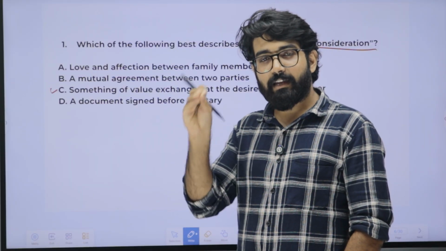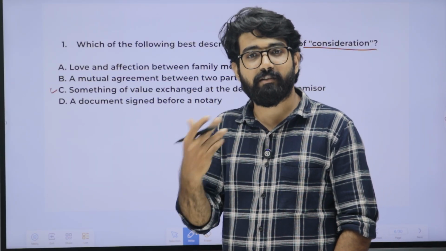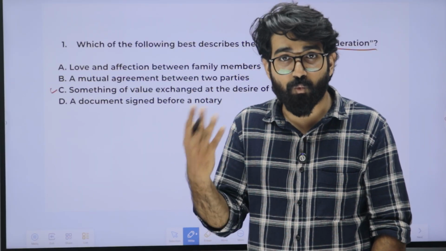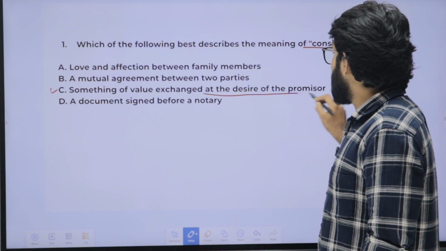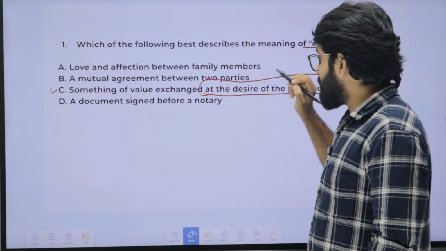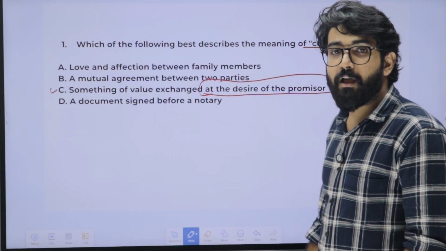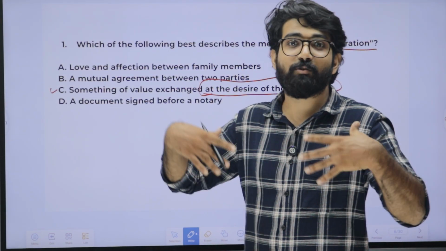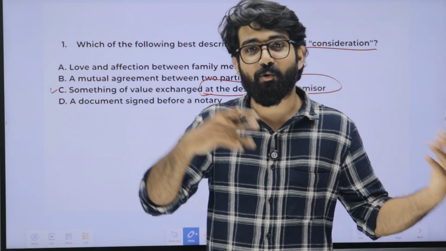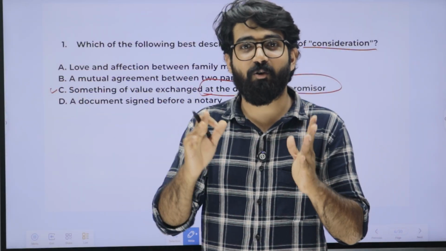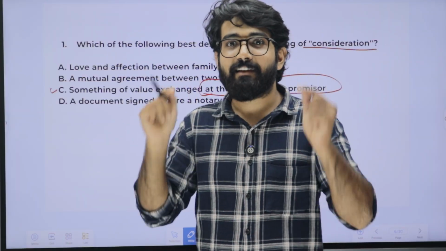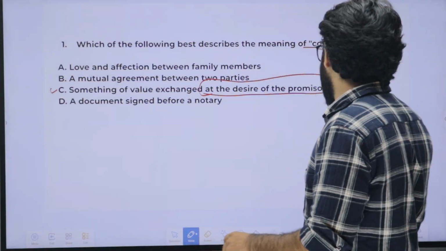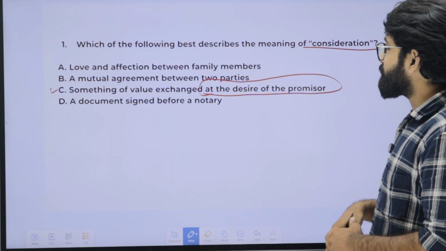On our first slide itself, we have discussed what is consideration. It is something of value. And the second part, it is exchanged at the desire of the promiser. We have discussed who is promiser, who is promisee, who is offerer, who is offeree in our first session. Go back there and remember it. So next slide.